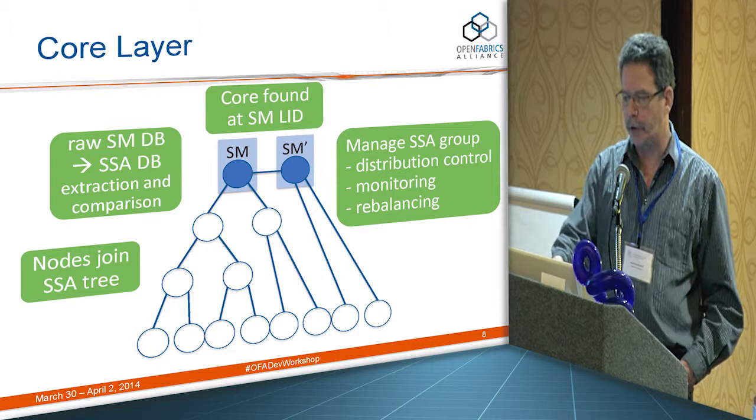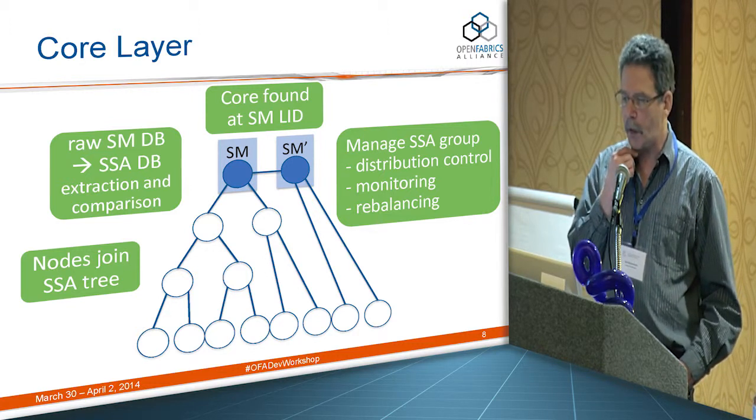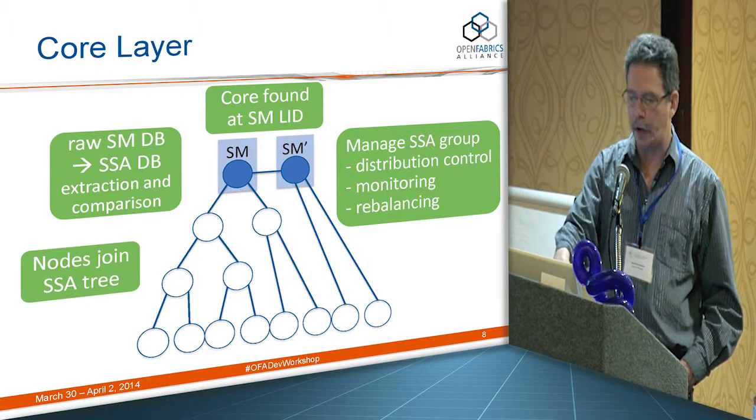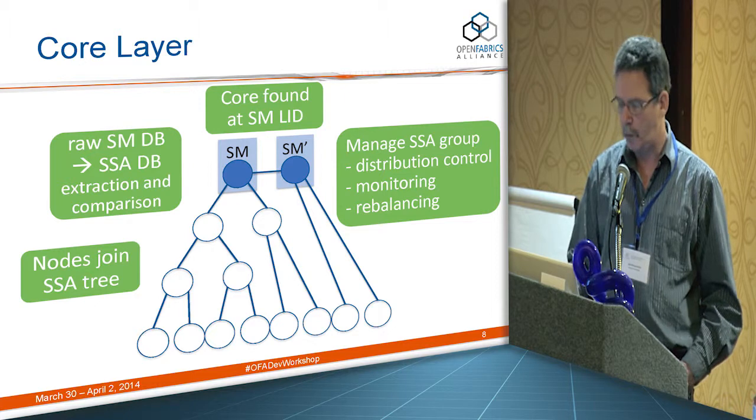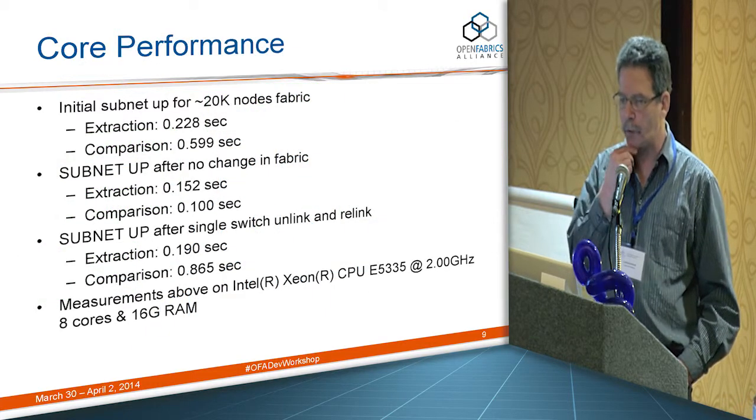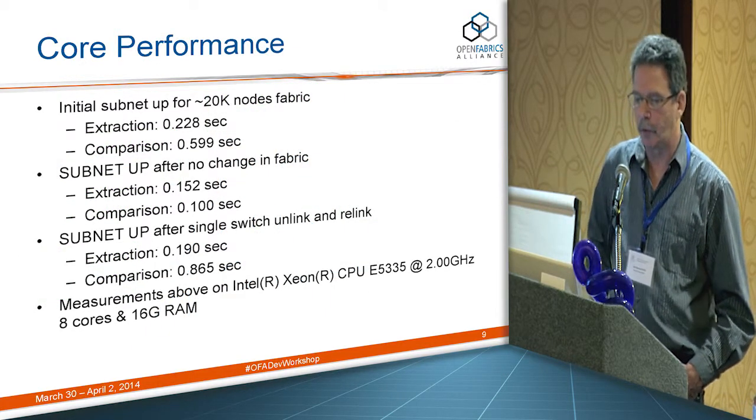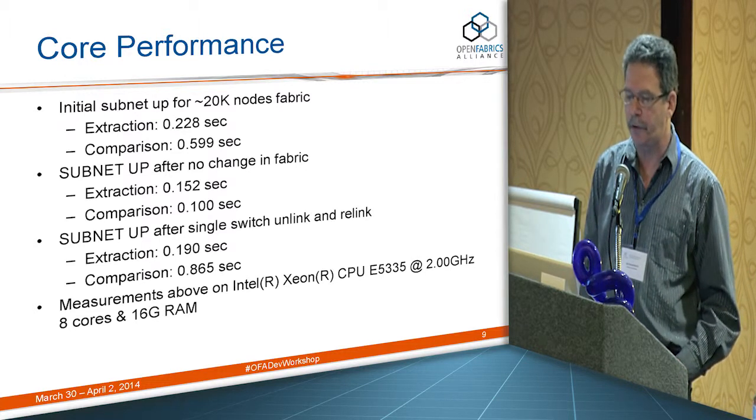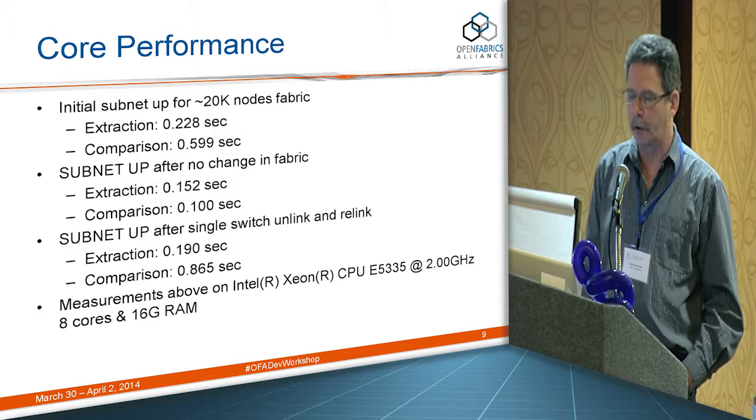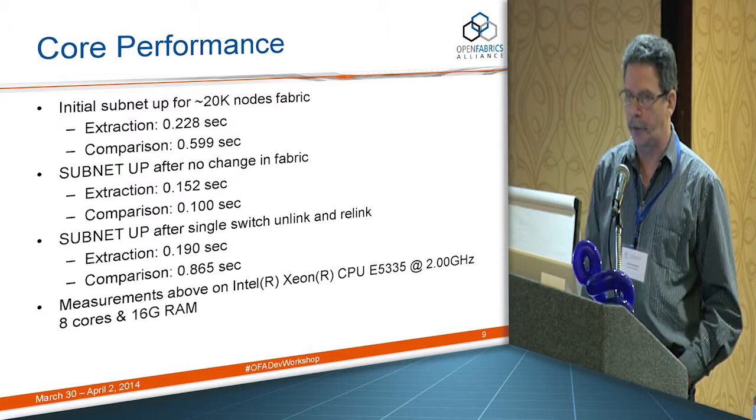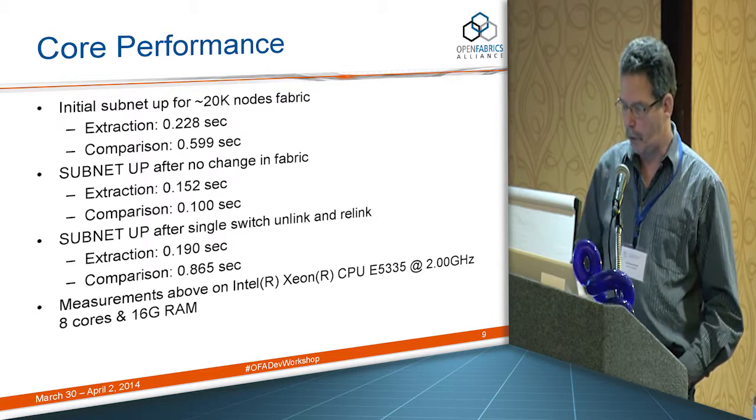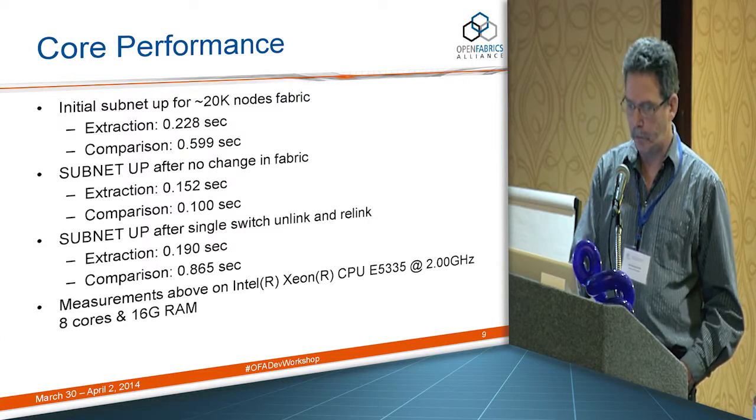The tree balancing code is also responsible for rebalancing, and there's a fault protocol for when nodes fail, connections drop, and nodes have to get reconnected. These are some early preliminary extraction and comparison numbers for how long it takes to do the extraction and comparison in the core layer.